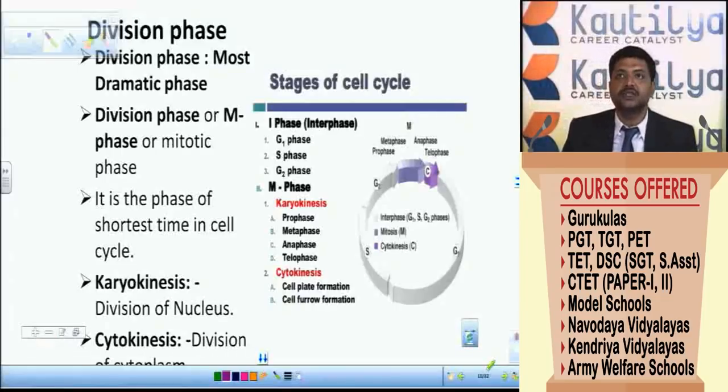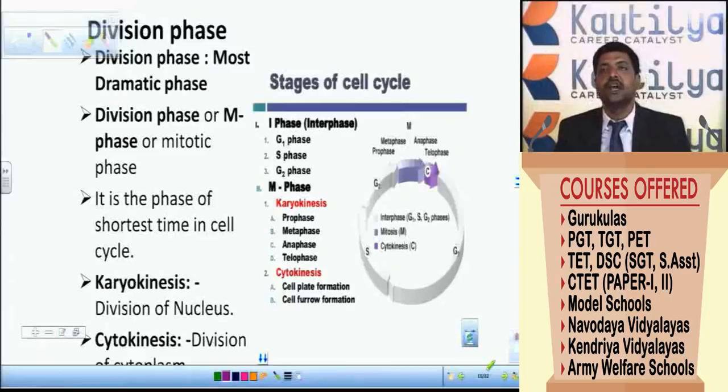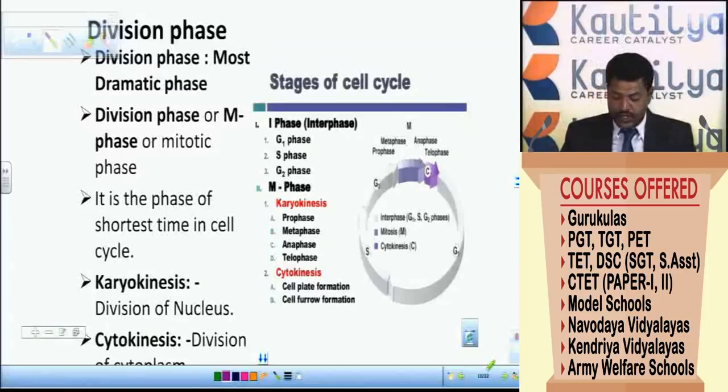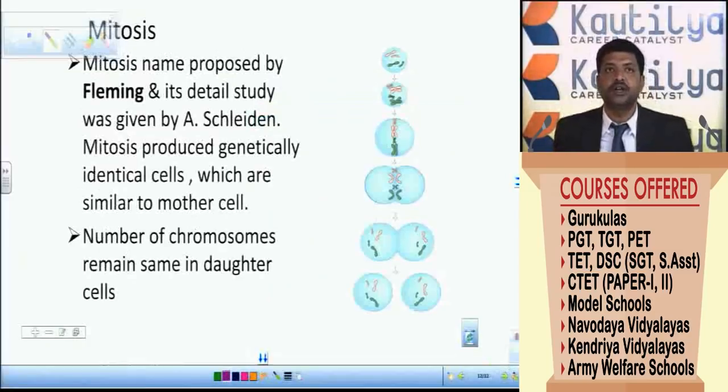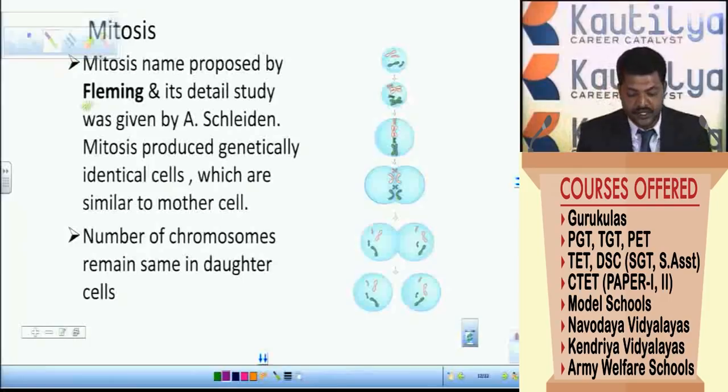It has two stages, karyokinesis and cytokinesis. Division of the nucleus, the division of chromosomes, is karyokinesis, whereas division of the cytoplasm is known as cytokinesis. So cell division is completed in two stages, karyokinesis and cytokinesis. Now the first is mitosis. Mito means equal, kinesis means division; equal division is mitosis. The term mitosis was proposed by Fleming.